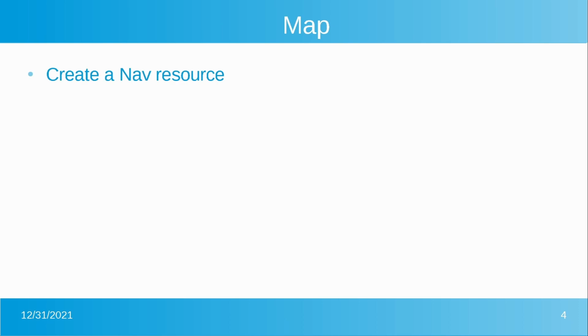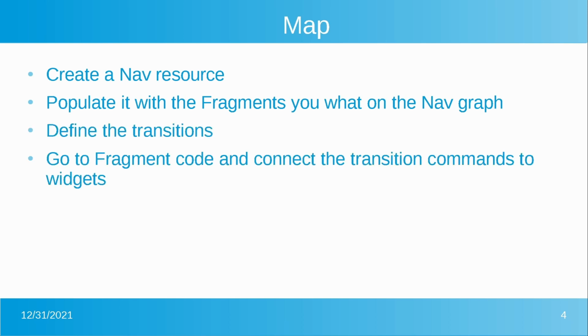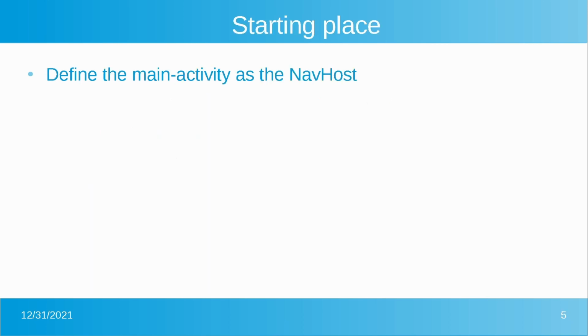In order to make the map, we will have to create a navigation resource, place on it the fragments that we created in the previous section, define the transitions between them, and go to the fragment code to write code which executes the transitions. After all that, we'll have to define a starting place, which means adding to the main activity a navigation host.